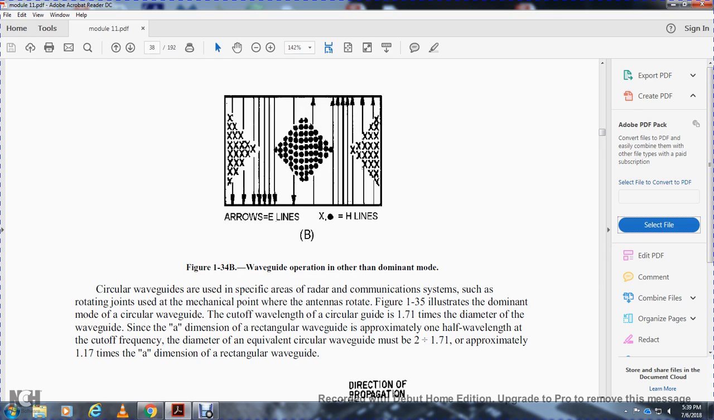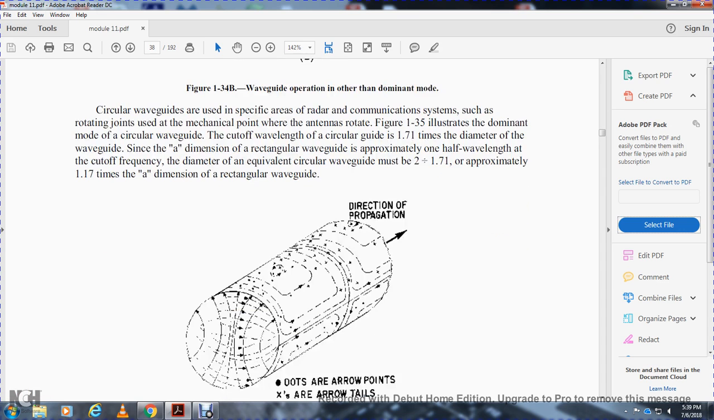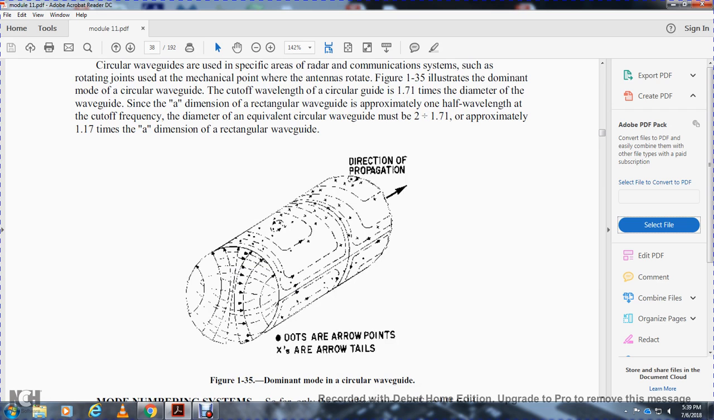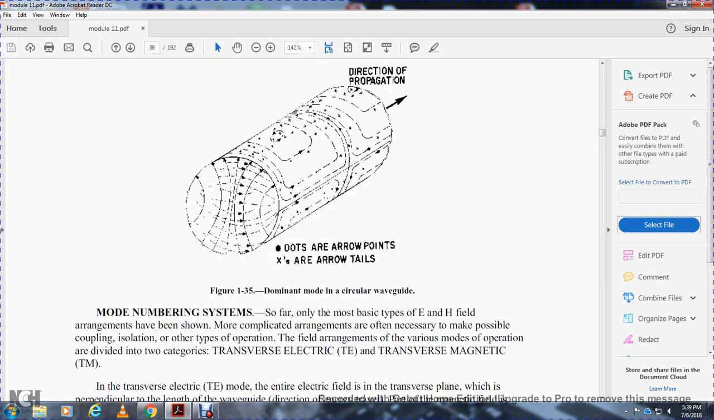All right, circular waveguides are used in specific areas of radio communication systems, such as the rotating joint for the mechanical rotation of the antenna. Figure 135 illustrates the dominant mode of the circular waveguide. The cutoff wavelength for the circular waveguide is 1.71 times the diameter of the waveguide. Since the A dimension for the rectangular waveguide is approximately 1/2 of the wavelength at the cutoff frequency, the diameter of the equivalent circular waveguide is 2 divided by 1.71, approximately 1.17 times the dimension of the rectangular waveguide. For direction of propagation, dots are where the arrows point toward you, and the arrows are at the tails.